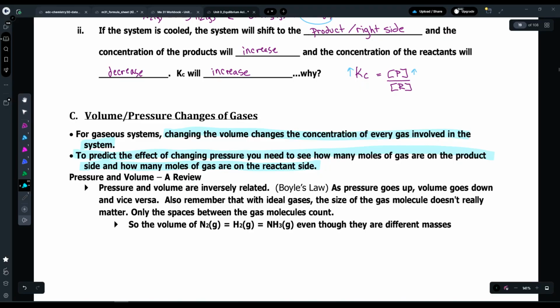Okay, so the reason why volume and pressure are put together as the same stress is because when you change volume, you are also changing the pressure of a system. Keep in mind that pressure and volume are inversely related. This is something covered in Chemistry 20 in the gases unit. It's called Boyle's Law, and basically it says that pressure and volume have an inverse relationship, so what happens to one, the opposite has to happen to the other.